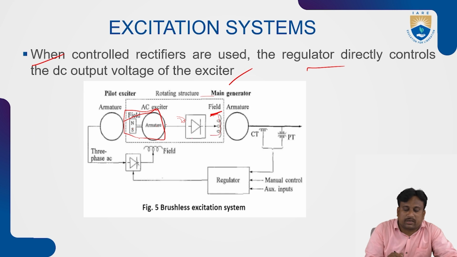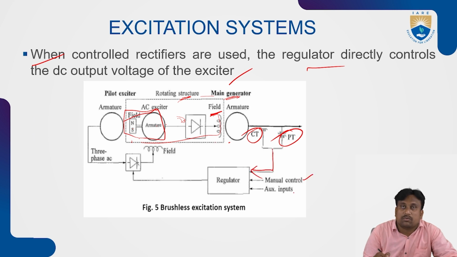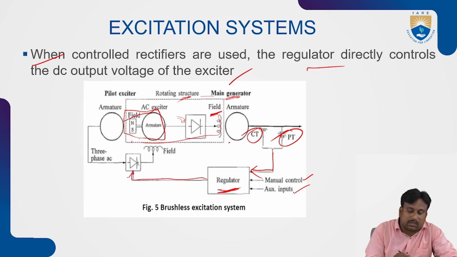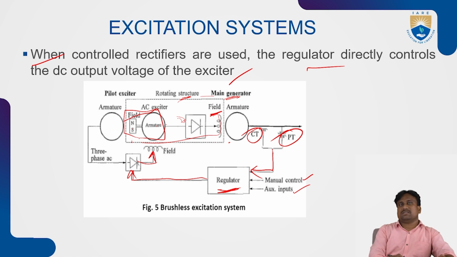This setup is called an AC exciter, and it is connected to one of the controller sets with the field. The entire block is known as the rotating structure, and here we are connecting the main generator to the field and armature. These are connected with CTs and PTs respectively. So the feedback path is given to manual control or auxiliary inputs to the regulator system. Finally, the regulator is fed back to the controller through the three-phase AC supply, and it is maintaining the field as constant. Likewise, the initial and final ends of the blocks of the brushless excitation system are made on either side of the feedback path to the three-phase AC system to the armature.